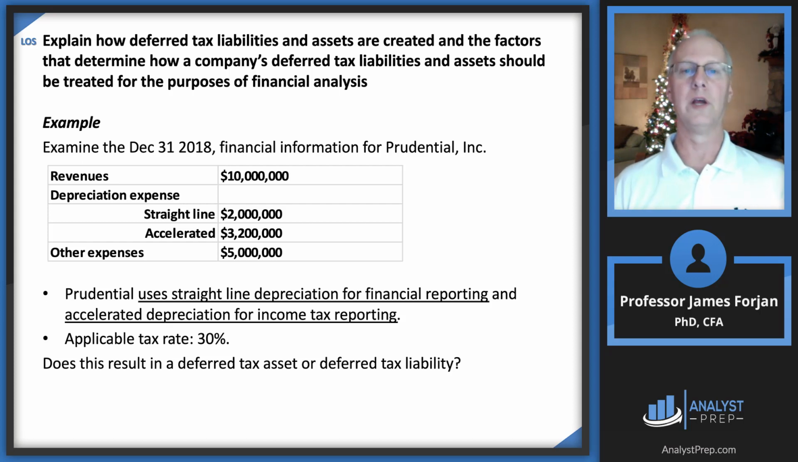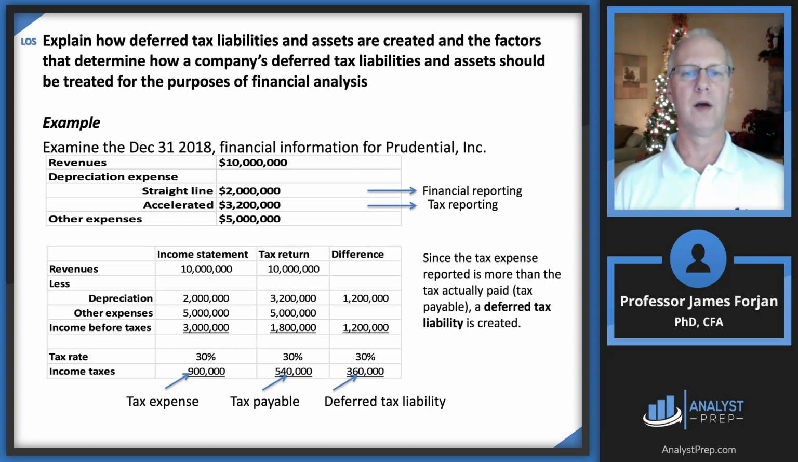All right, so here's the key. Notice that it is underlined. Prudential uses straight line depreciation for financial reporting and accelerated depreciation for income tax reporting. There's a tax rate. And so the question at the bottom of the slide asks us, is there going to be a deferred tax asset or a deferred tax liability? And of course the answer is, it has to be one of those two, because clearly $2 million is not the same as $3.2 million.